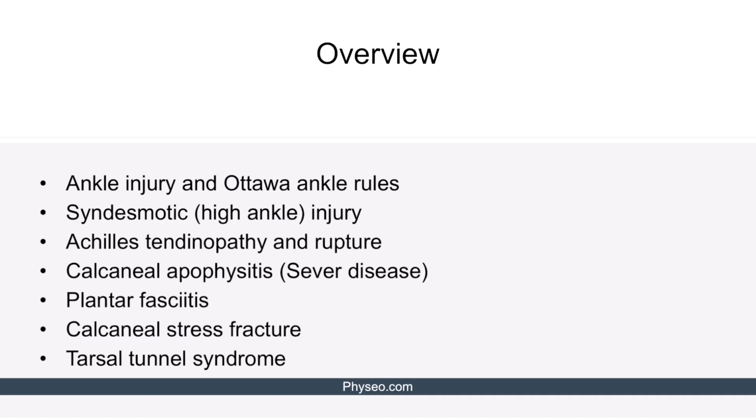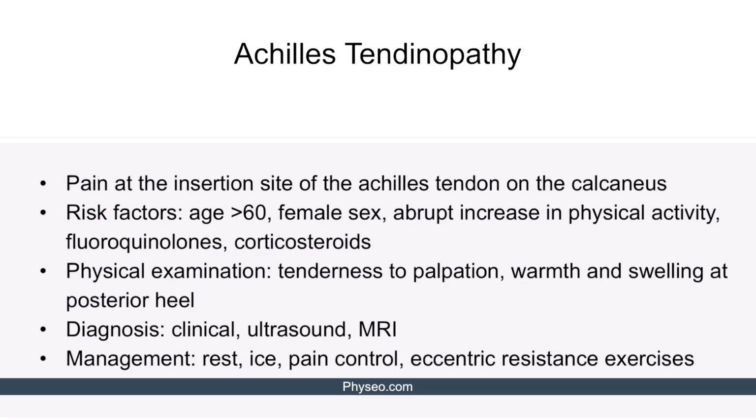Let's move on to Achilles tendinopathy and rupture. Achilles tendinopathy is characterized by pain at the insertion site of the Achilles tendon on the calcaneus. The risk factors are age over 60, female sex, abrupt increase in physical activity, and the use of fluoroquinolones or corticosteroids.